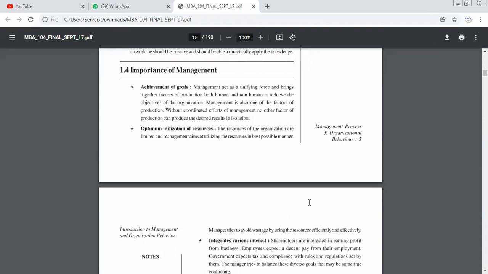Achievement of goals. Management acts as a unifying force, bringing together the factors of production, both human and non-human, to achieve the objectives of the organization. Management is also one of the factors of production. Without coordinated efforts and management, no other factors of production can produce the desired result in isolation.